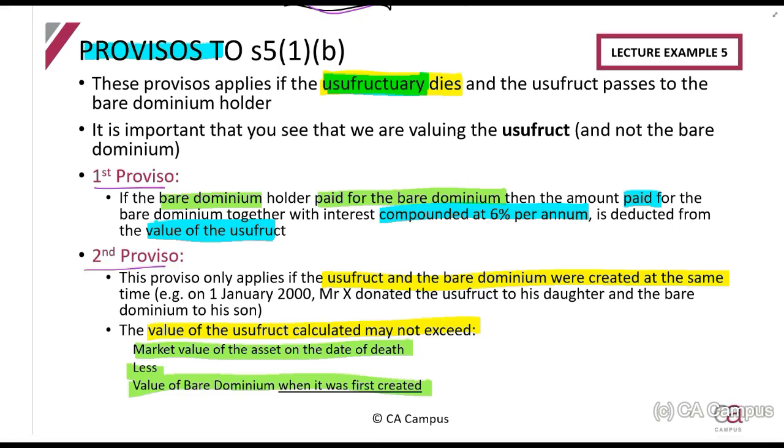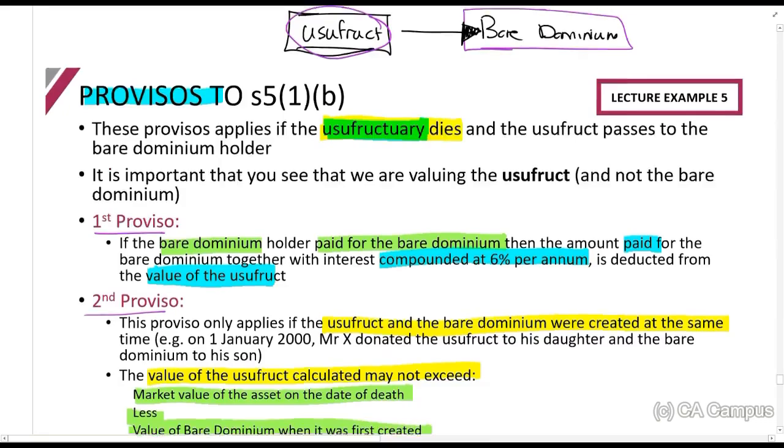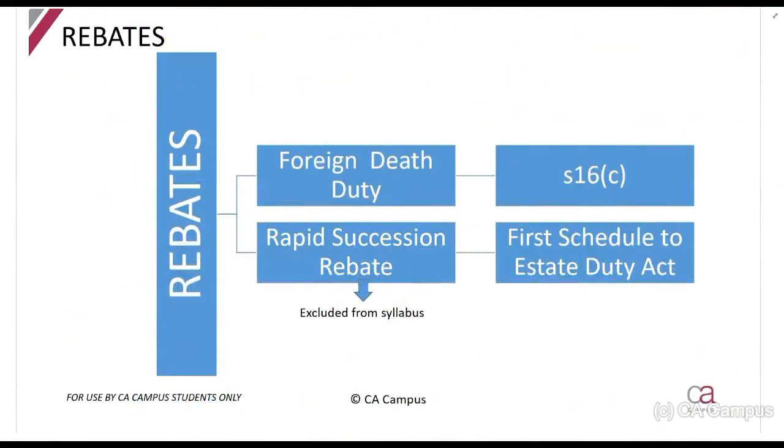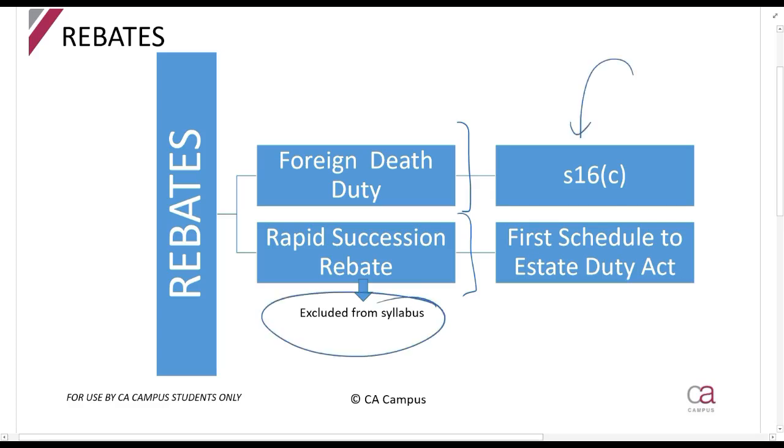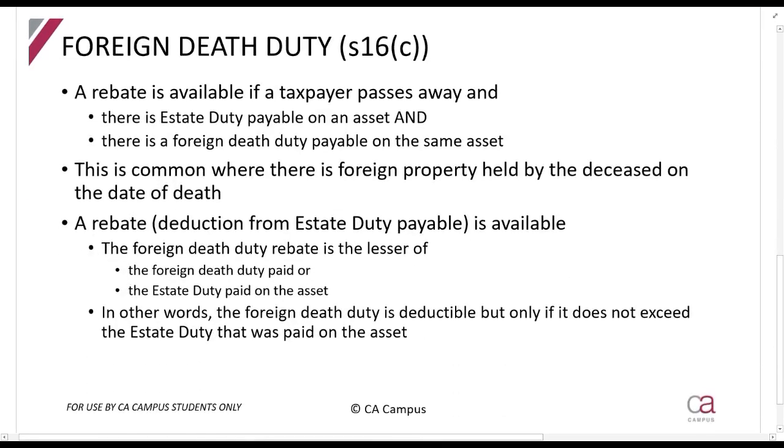One last time, guys, for the first and the second proviso, I do not believe that you should be too stressed about it. It's not necessarily the most important. There are certain rebates which are deductible against estate duty. There's the foreign death duty rebate and the rapid succession rebate, which is excluded from your syllabus. So the foreign death duty rebate. Basically, this applies to a situation where a taxpayer pays estate duty in South Africa, and in another country they also pay estate duty or some sort of death tax, so a death duty.